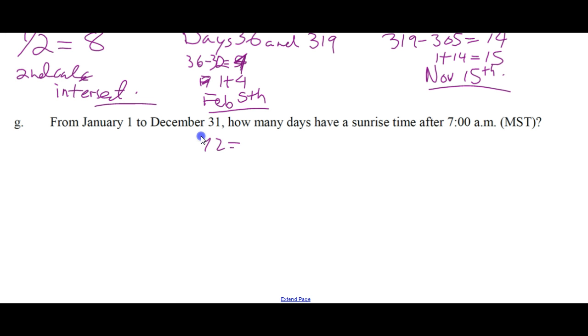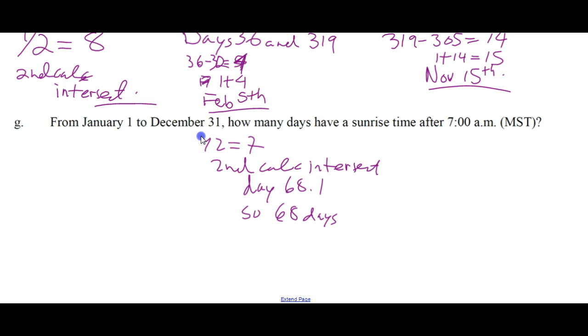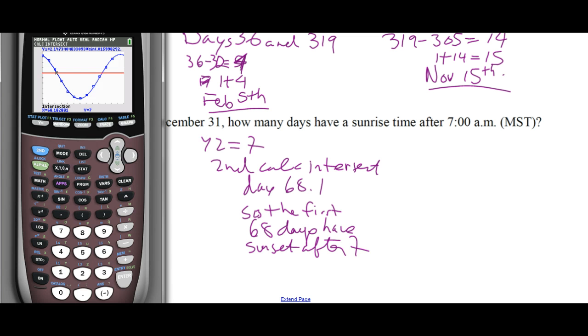So after 7, we're at 7 at 68.1, so we use 68. So y2 is equal to 7, and we do a second calc intersect, and we get day 68.1. So 68 days. The first 68 days have sunset after 7, so a higher number. Okay, and then we run it again.